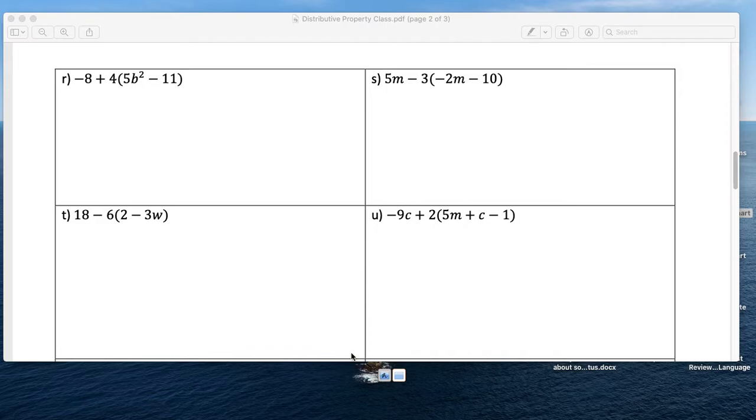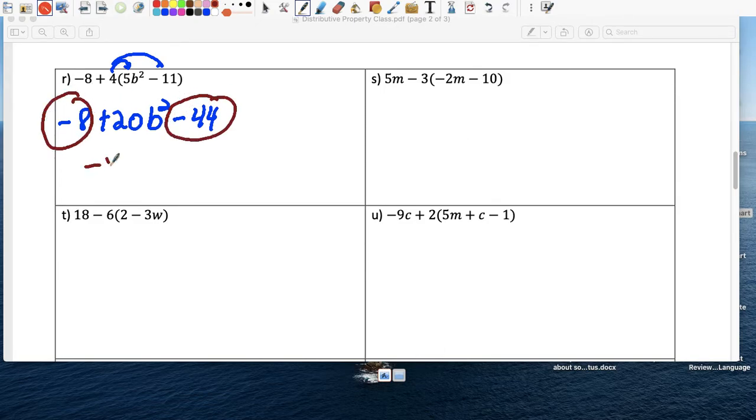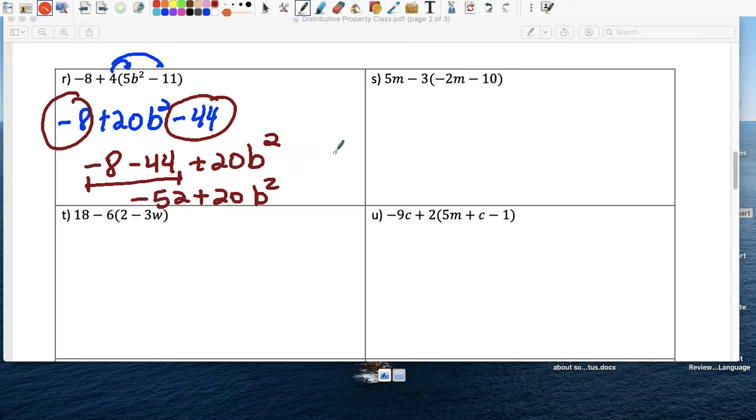Same thing. Now remember, the distributive property is happening here, right? Here, not the 8. So negative 8 is going to stay there for a second. Positive 4 and positive 5. 4 times 5 is 20 b squared. Positive 4 and negative 11 is negative 44. We can combine this guy and this guy. Negative 8 minus 44 plus 20 b squared. These two is negative 52 plus 20 b squared.